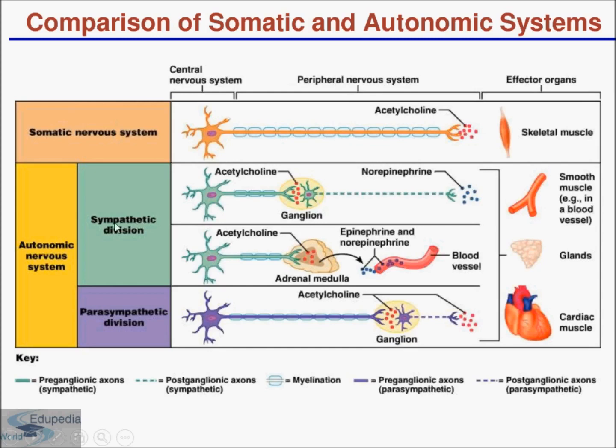So this is how it takes place in the somatic nervous system, that it controls or regulates the skeletal muscles, whereas your autonomic nervous system controls involuntary actions or regulates smooth muscles, cardiac muscles and glands. So this is the main comparison between the somatic and autonomic nervous system, you can say.